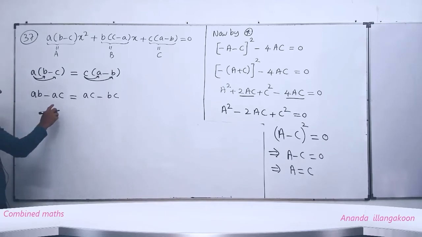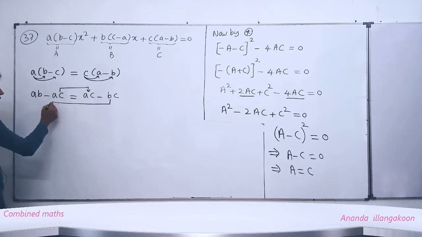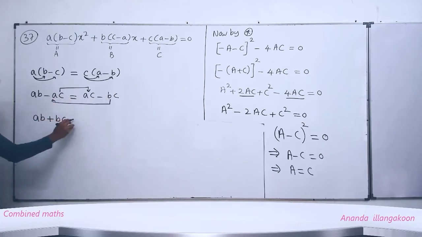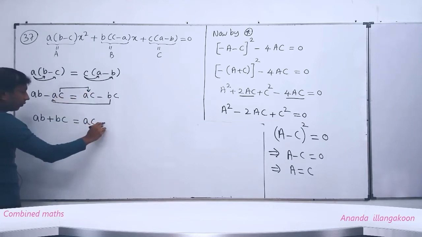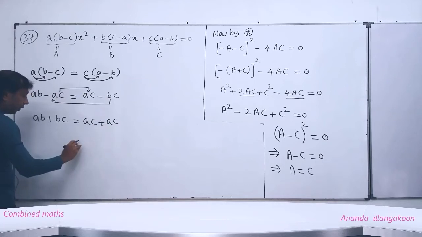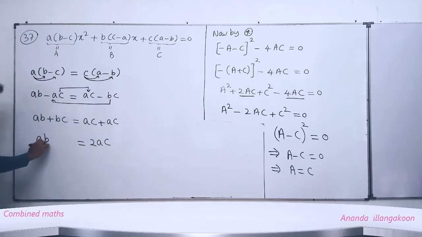Right? Now, people, I take this to the right hand side. I bring this to the left hand side. You get AB minus BC, when you take this side, we get BC. This is AC. Take this right hand side plus AC. Then here we have on the right hand side 2AC. This is AB plus BC.